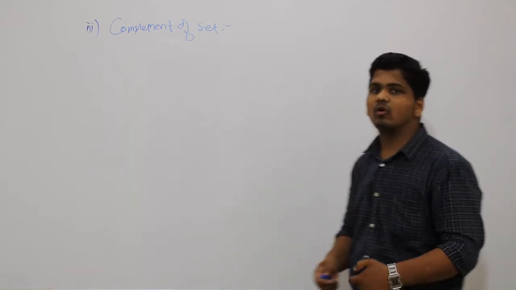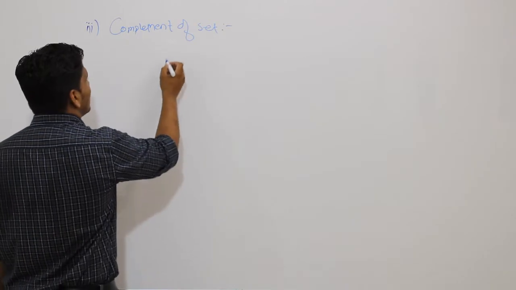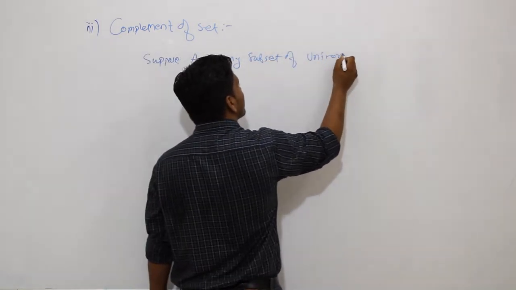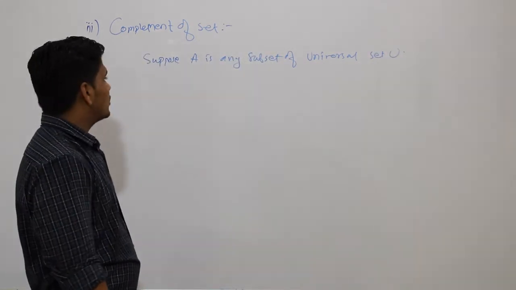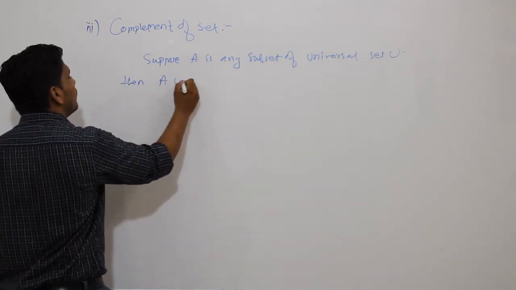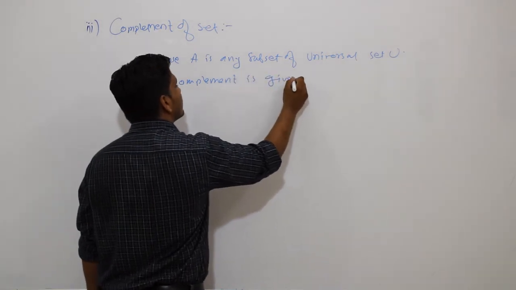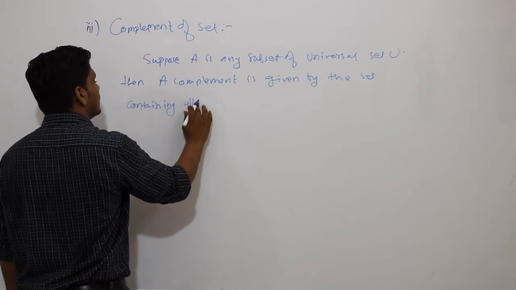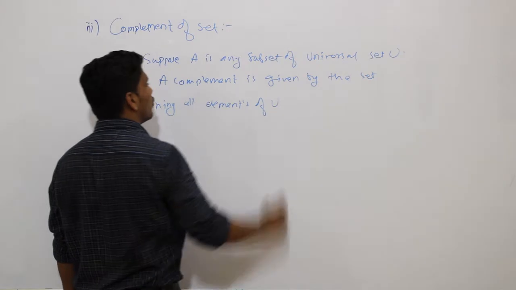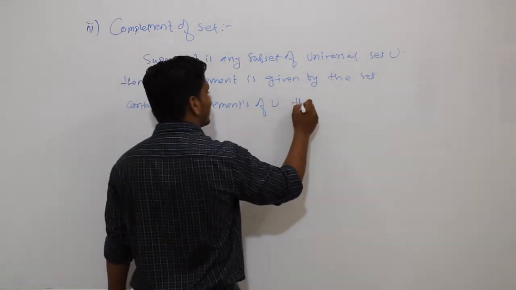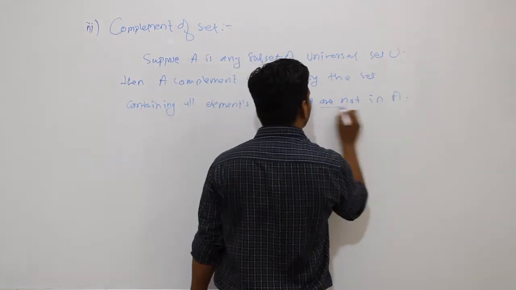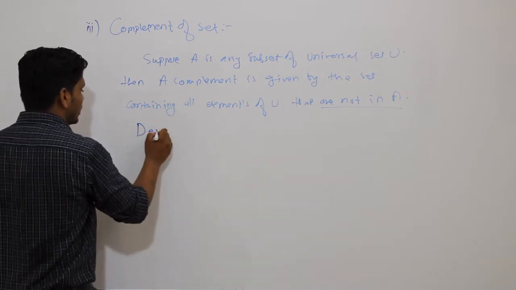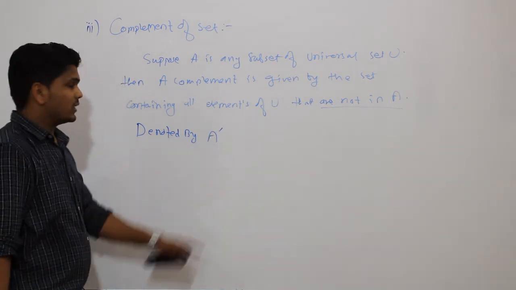In A dash, in complement. Okay, now I will dictate here: A complement is nothing but, suppose A is any subset of universal set U. Then A complement is given by the set containing all elements of U. Okay, my A is a subset of U. I will contain all elements of U that are not in A. Note this, not in A. I will take all those elements of U that are not in A, and it is denoted by A dash.